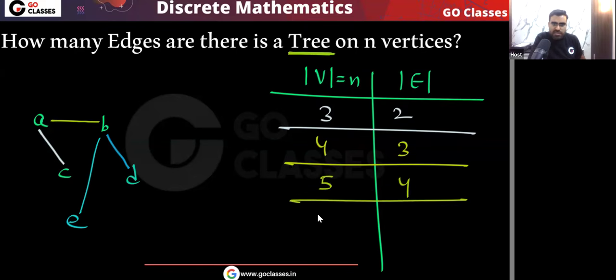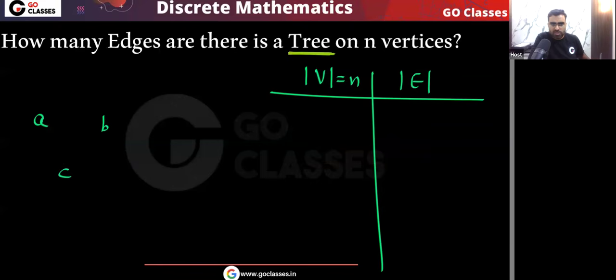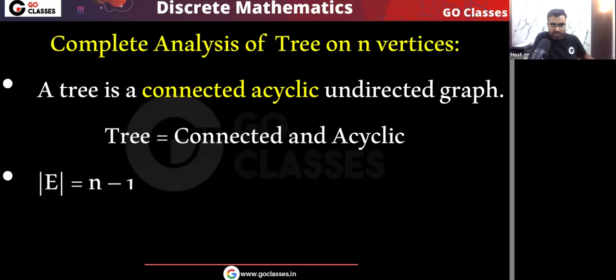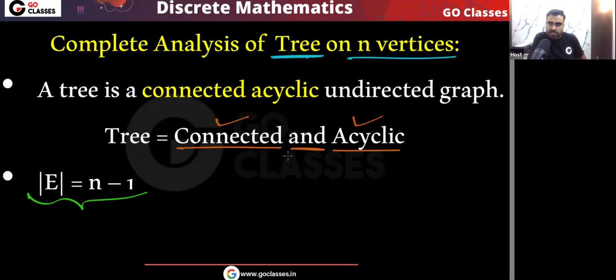So like this, you can easily see that if the tree has n vertices, then the number of edges will be n minus 1. This is a very simple point: every tree on n vertices has number of edges equal to n minus 1. And remember, a tree is connected and acyclic. These two properties must be satisfied.